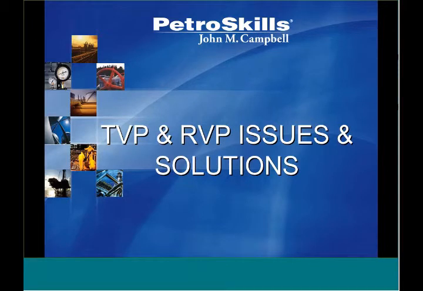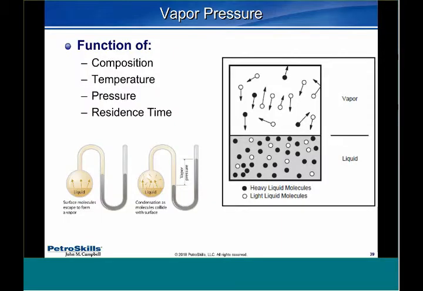Okay, we'll get to what the tip of the month was, the TVP and RVP issues and solutions. So vapor pressure is going to be a function of the composition, temperature, pressure, and then how long the crude's been there, the residence time, whether it reached equilibrium, whether it's been sitting in the tank and it's essentially dead oil. And it's the molecules mainly with the associated gas, ethane, butane, propane, that are raising the vapor pressure, escaping the liquid, and the kinetic energy of those molecules is creating the pressure above the liquid.